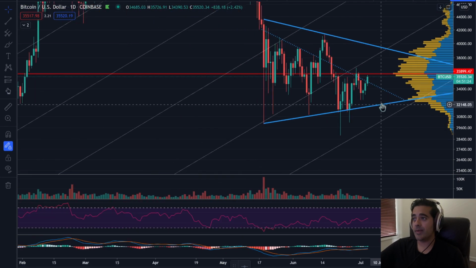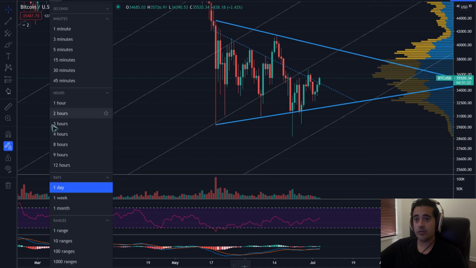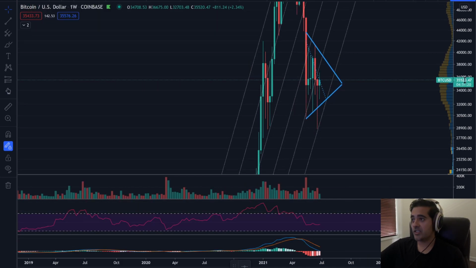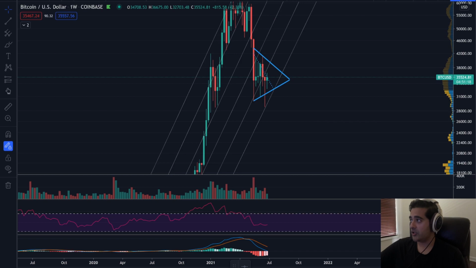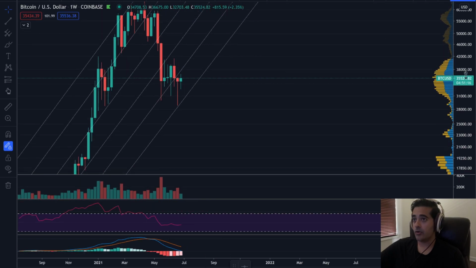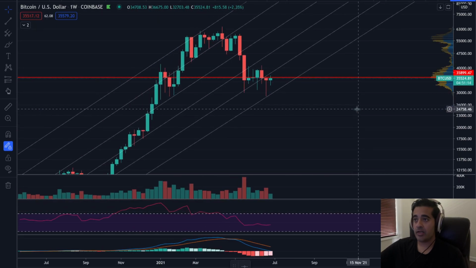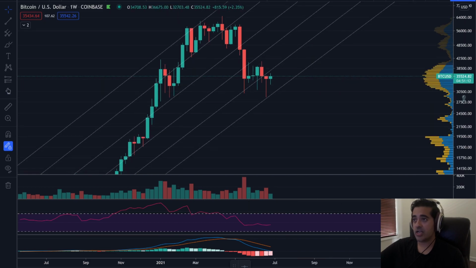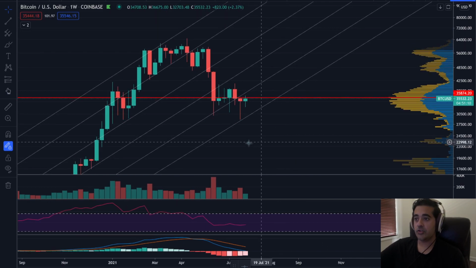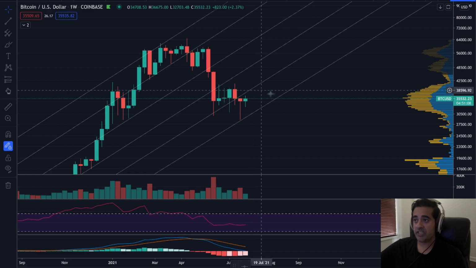Now, if we're going to zoom out a little bit more, and we'll go into the weekly chart now, we start to see a slightly different picture. And let's get rid of the symmetrical triangle. What is most important here in this larger time frame on the weekly chart is really how long we stay in this trading channel. Now, we can do both things.